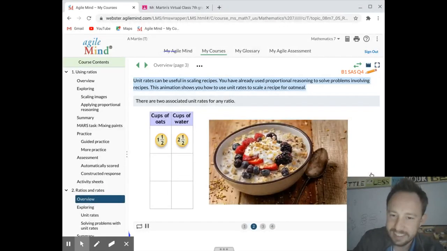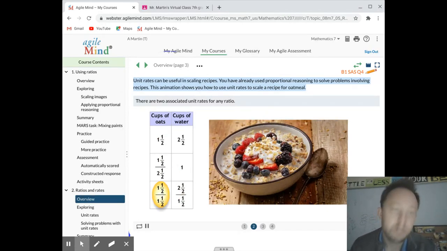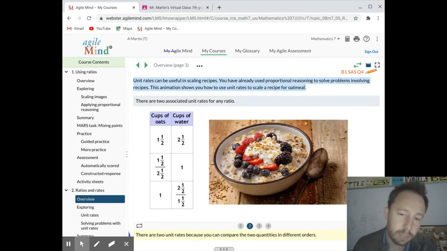This one. All right, so look at this. It says there are 2 associated unit rates for any ratio. All right, so what are they doing right now? What did they just do? Looks like they added them up. Did they add? Did they divide? Good job, Halen. They divided. And so they did 1½ divided by 2½ to get 1 cup of water. And whenever they have 1 cup of oats, they're doing what?